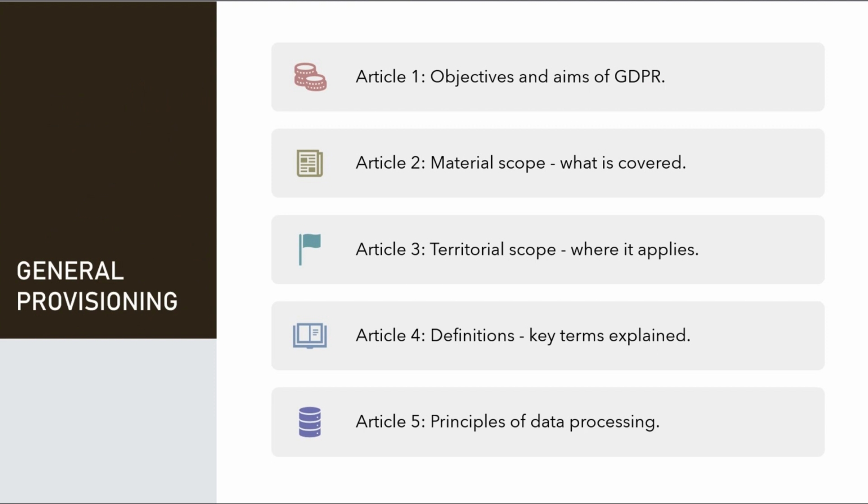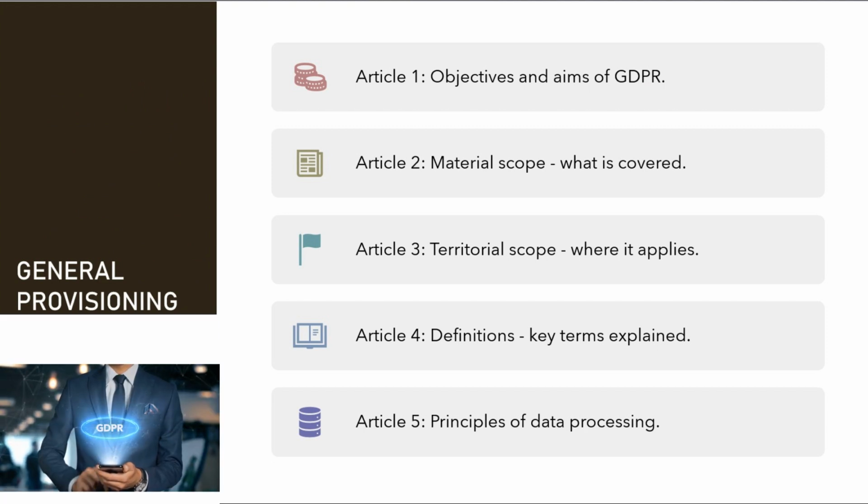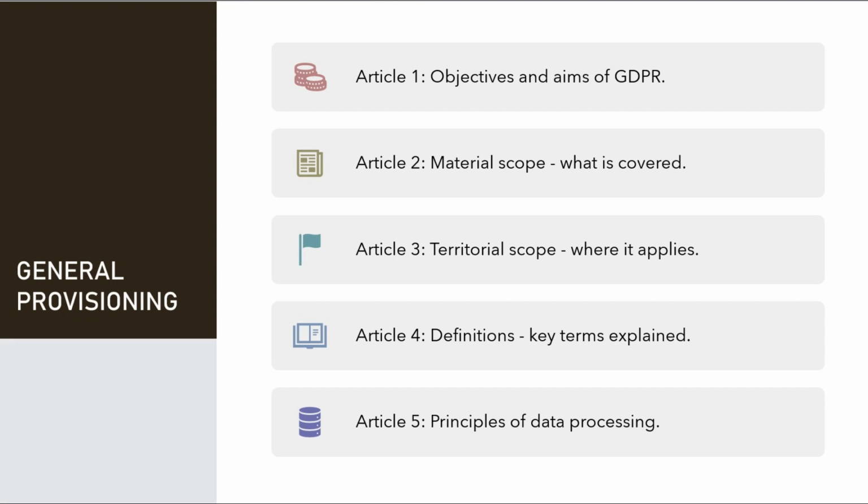In this chapter, we're going to focus on the first 5 articles of GDPR. These articles lay out the regulation's objectives, define the key terms, set the territorial boundaries, and highlight the main principles. They're essential in understanding the foundation of GDPR. Let's get into it.